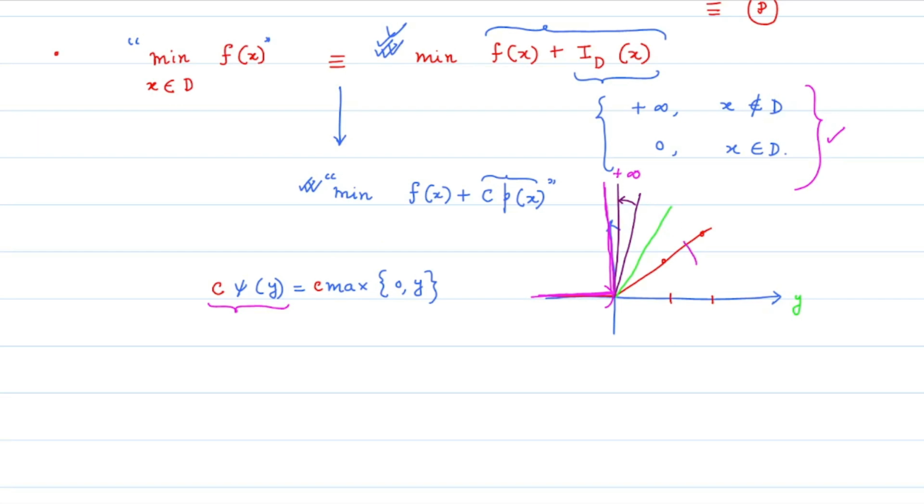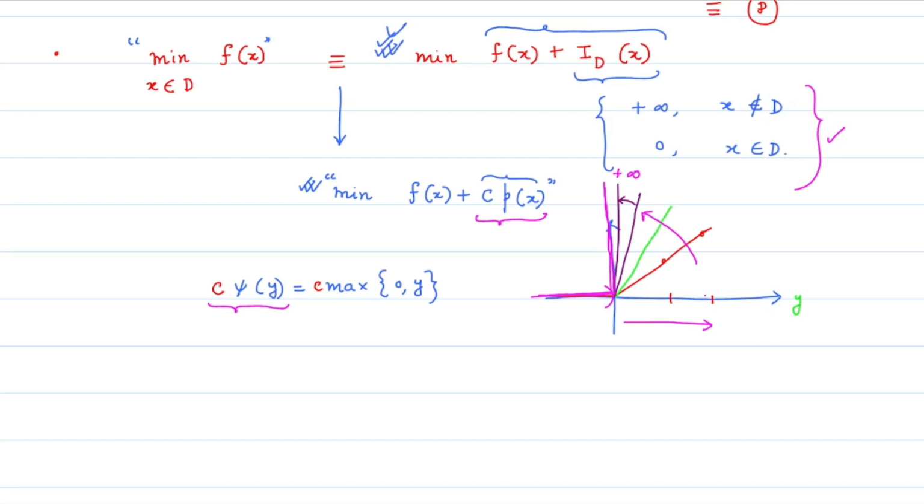And therefore, the larger the value of C, the better is the approximation of C times Px to the function ID, which is precisely the indicator function, to reformulate this constrained problem as an unconstrained optimization problem. And the approximation of this ID was done from the outside of the feasible region. This side was outside the feasible region, right?